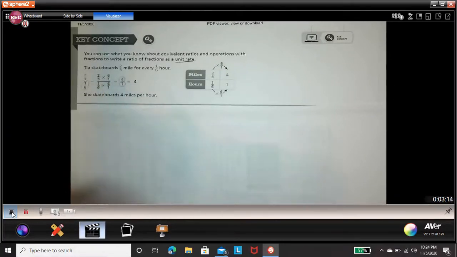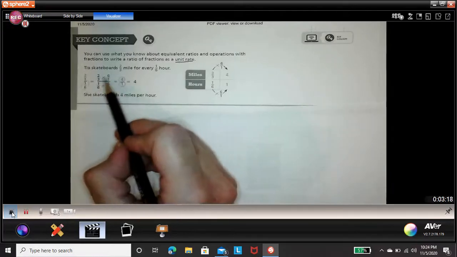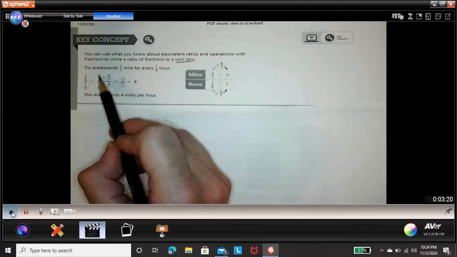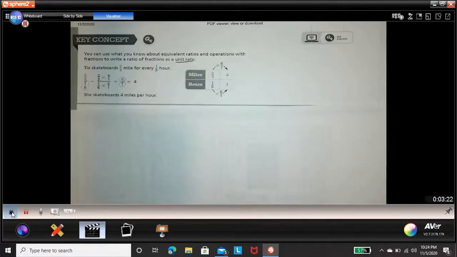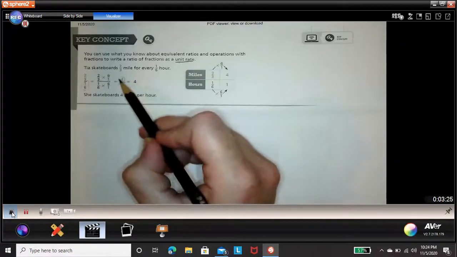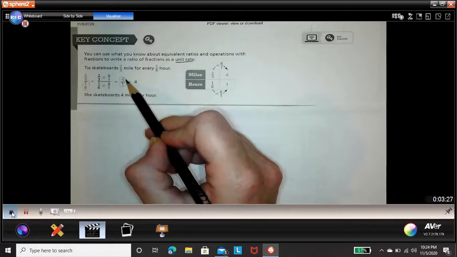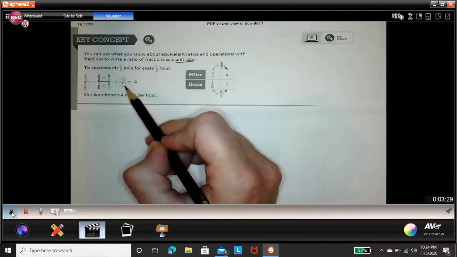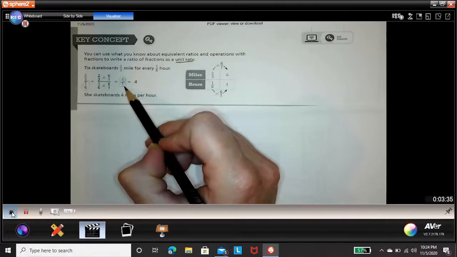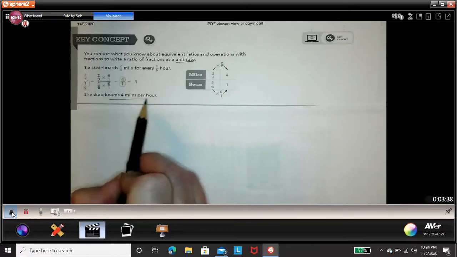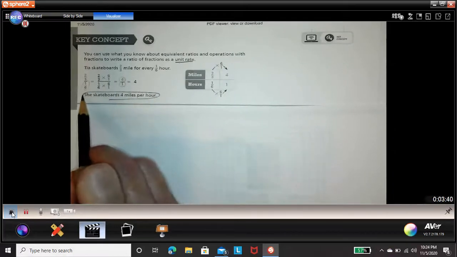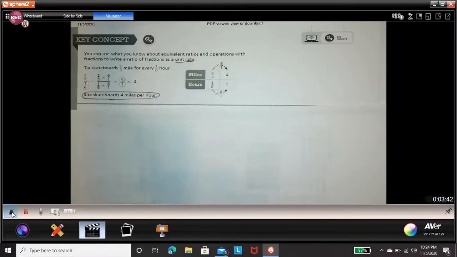Certainly, you could check and do cross-simplifying. You could cross-simplify these to get 1 and 2, and 2 times 2 is 4. So, based on our fraction, and that our numerator represented miles and the denominator represented hours, this would be 4 miles per every 1 hour. Notice that my answer here in sentence form is she skateboards 4 miles per hour.